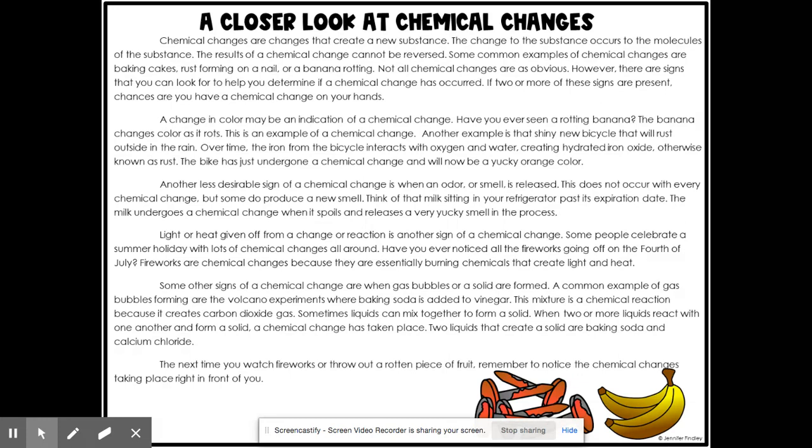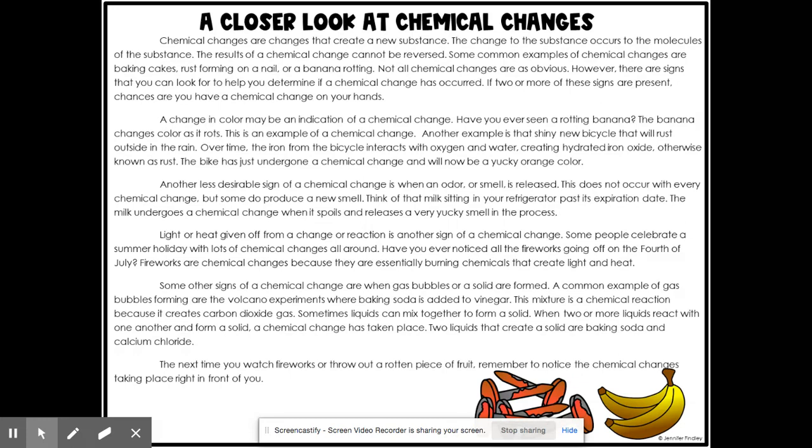Another less desirable sign of chemical change is when an odor or smell is released. This does not occur with every chemical change, but some produce a new smell. Think of that milk sitting in your refrigerator past its expiration date. The milk undergoes a chemical change when it spoils and releases a very yucky smell in the process.